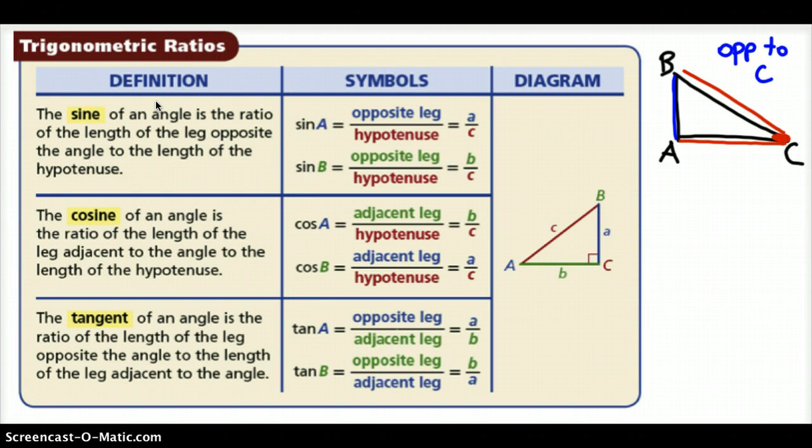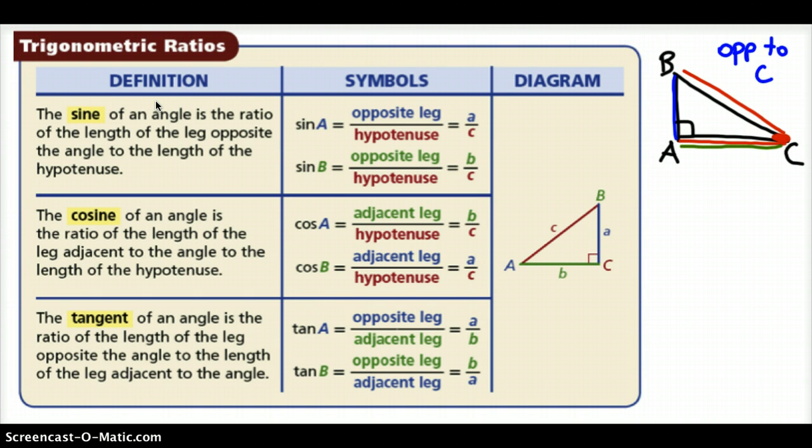Now, I should really make this a right triangle. We also have to understand that the side that's adjacent to C, adjacent basically meaning joined or next to. We're going to refer to the adjacent side to C as this side right here.